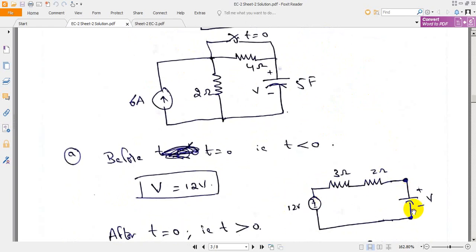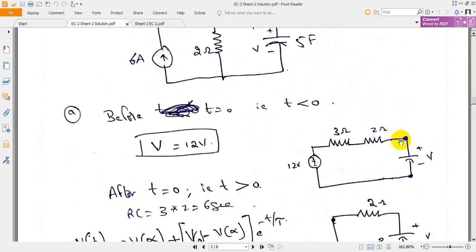Under this condition, what is the voltage? The voltage will be 12 volts. The supply voltage will be equal to 12. The voltage across the capacitors under steady state will also be equal to the voltage supplied. So we can write it as 12 volts. V is equal to 12 volts.